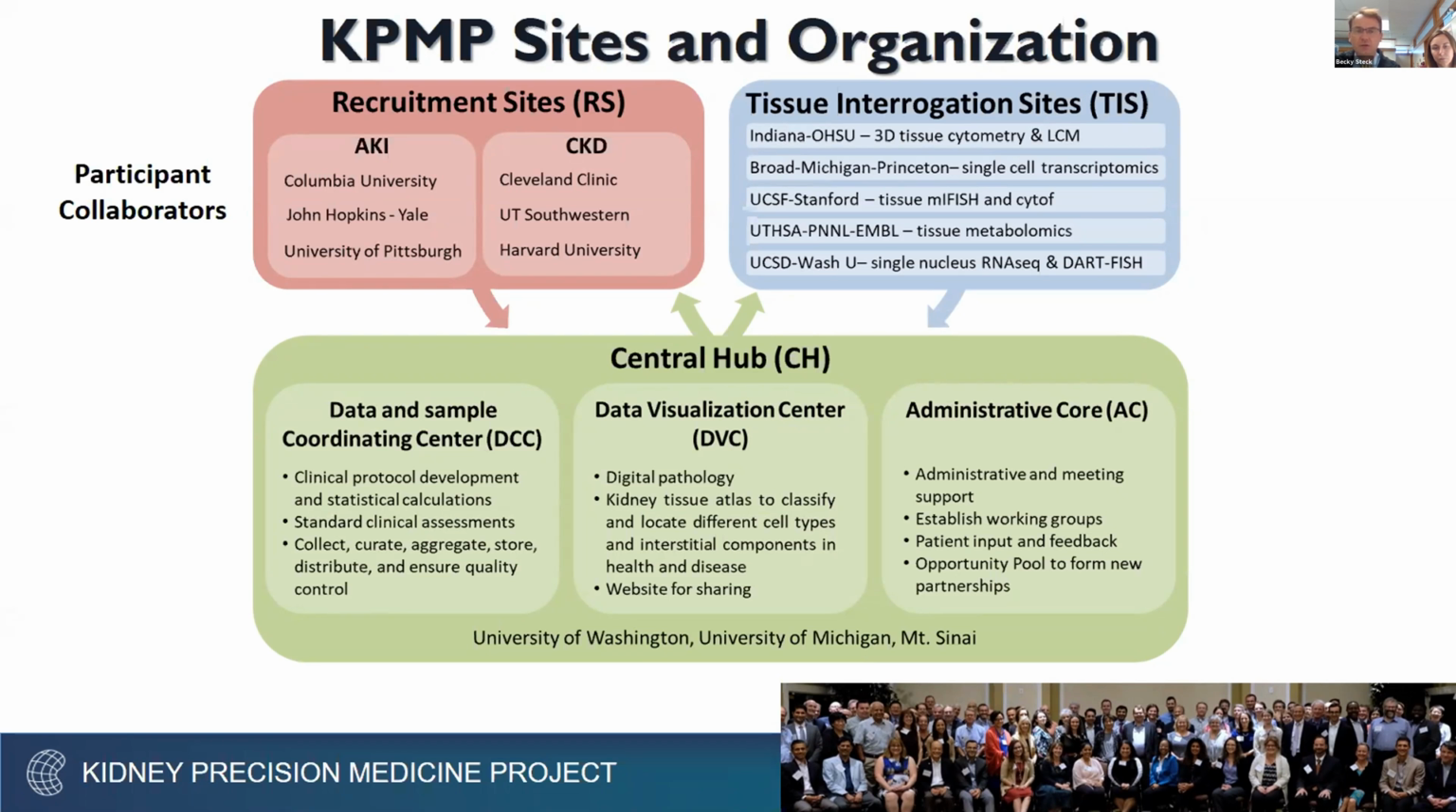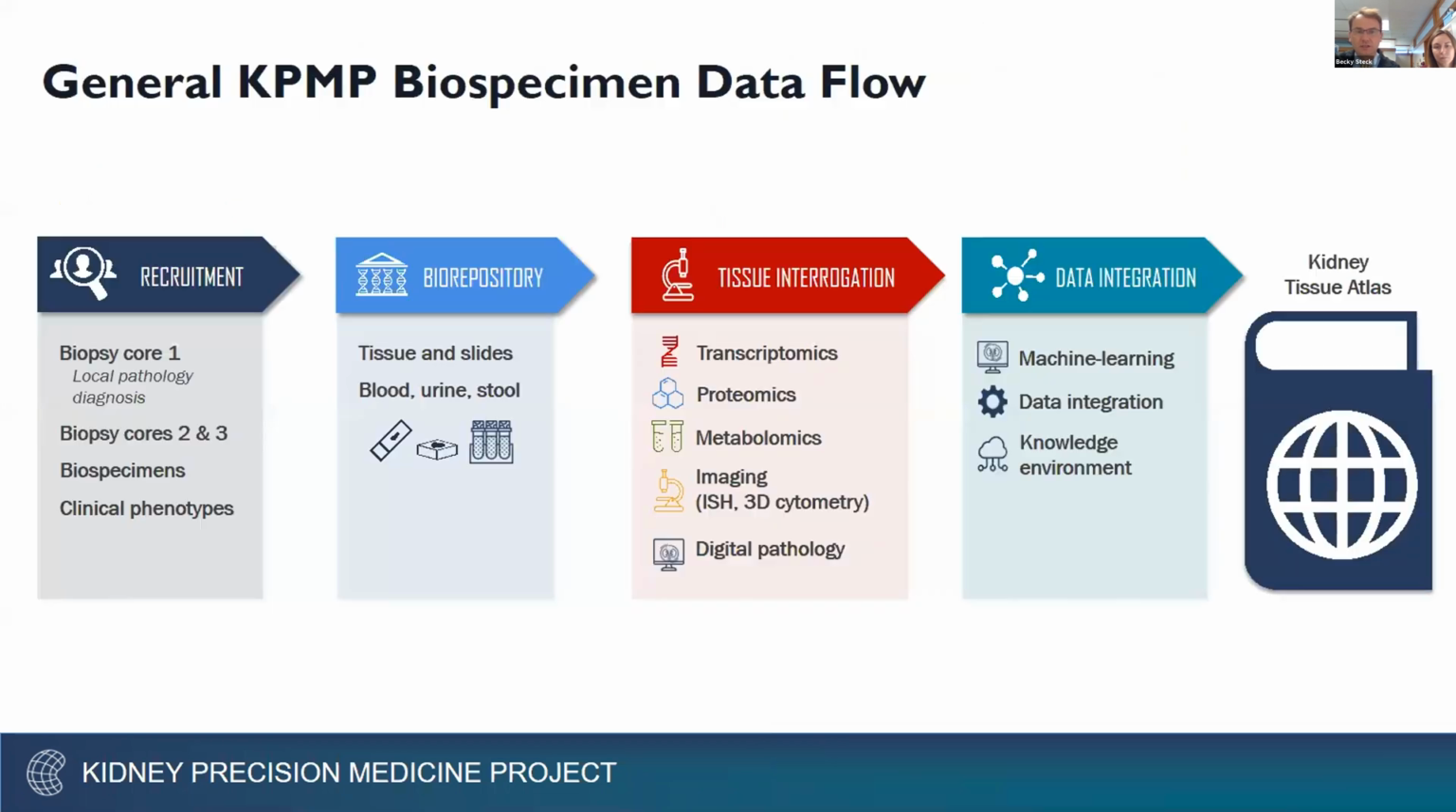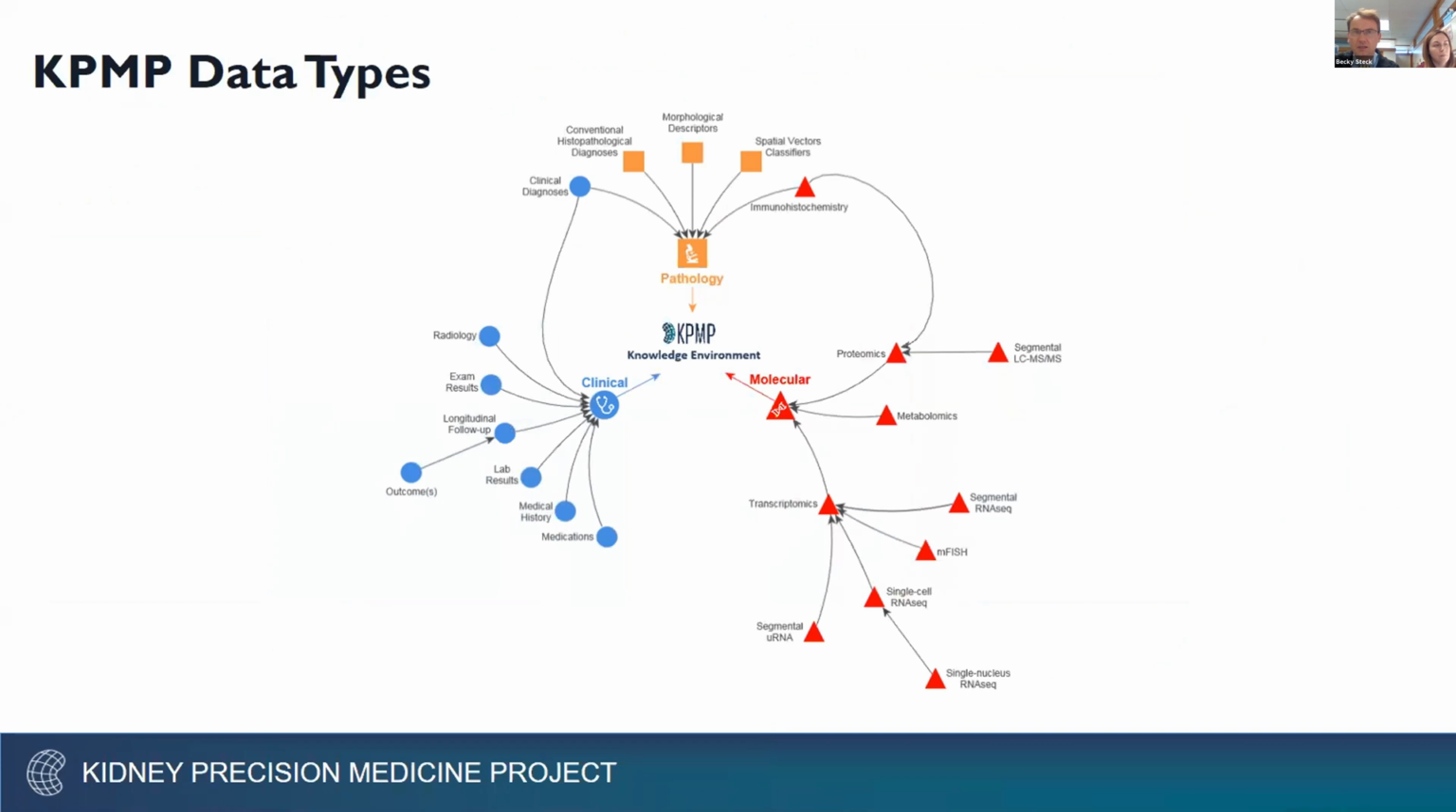And we have an admin core for the overall logistics, including support of a significant opportunity pool, which is bringing expertise and resources and efforts currently not in KPMP to become integral members of KPMP. Next slide. We have established a biospecimen flow, as you can see here, where from the patient recruitment via central biorepositories, the tissue is distributed across the performance sites and then brought together at the central hub for the integration and display into the kidney tissue atlas. Next slide. And this was a quick summary.